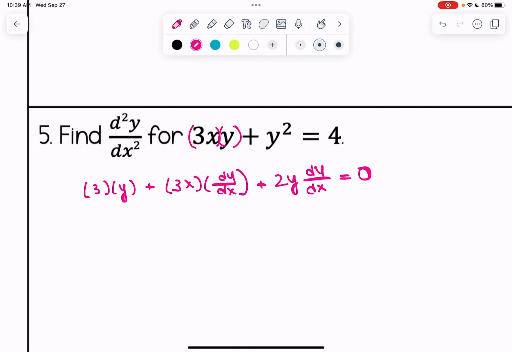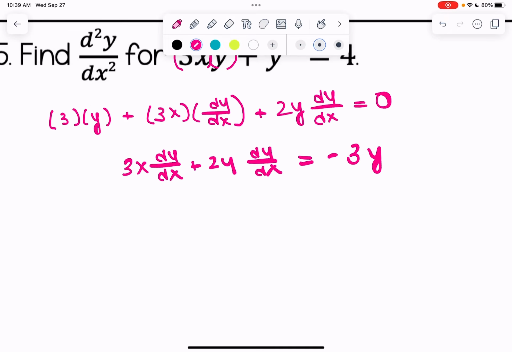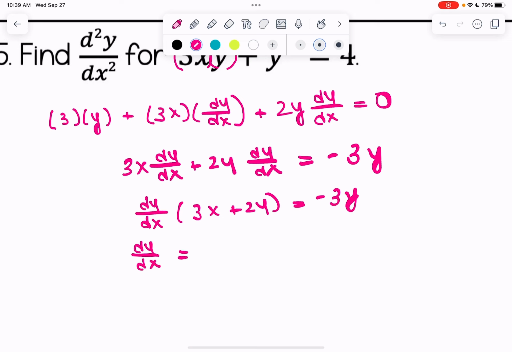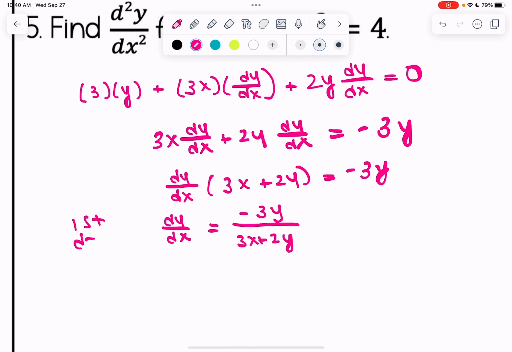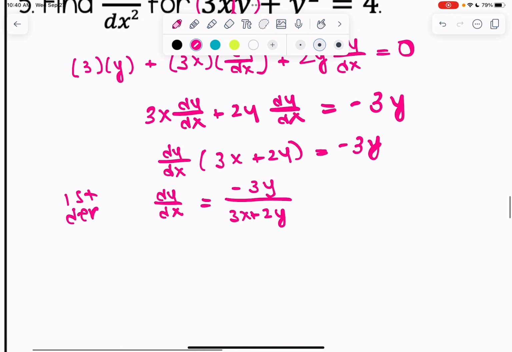All right, let's get all of the dy/dx's alone on the left side. So I'm going to move that 3y over. And since I have two dy/dx terms, I'm going to factor out dy/dx on the left side of the equation. When I solve to isolate it, I get negative 3y over 3x plus 2y. So remember, that's our first derivative. We're asked to find the second derivative here.